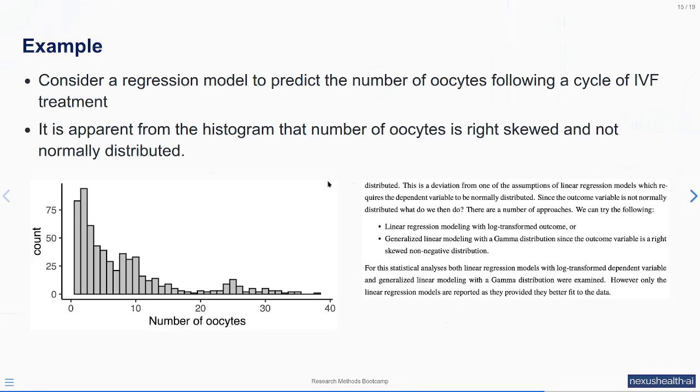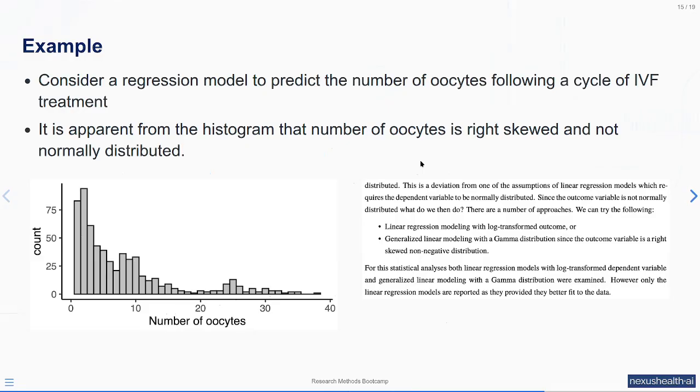So suppose we have a regression model that seeks to predict the number of oocytes produced following an IVF cycle. So this is real life data obtained from real people. Looking at the histogram, it's apparent that the number of oocytes is right skewed. It's not normally distributed. So if you look at this histogram, we can see how it goes. A lot of oocytes here at the lower end, and then very few as we move towards the right. So it's most definitely right skewed.